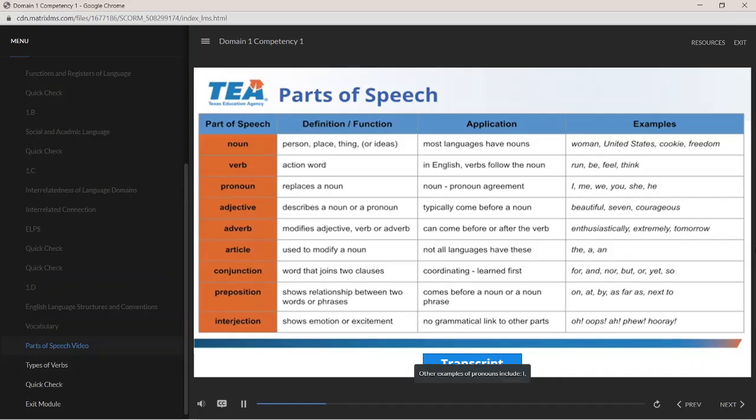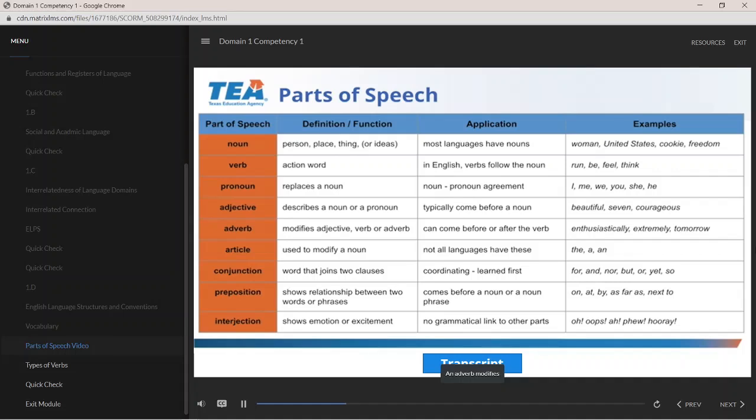Other examples of pronouns include I, me, we, you, she, and he. The different types of pronouns will also be explained in this video. An adjective describes a noun or a pronoun. They typically come before the noun. Examples of adjectives include beautiful, seven, courageous.